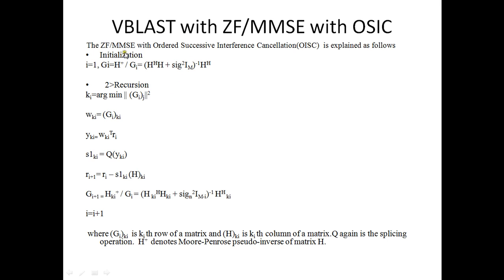Now you have your initialization again, i is 1. You have a channel matrix defined, Gi, as the pseudo inverse of H. Then you have this final value. Then you have the recursion algorithm as described before. You find the optimal vector ki, then you find your nulling vector wki, then you find the decision parameter, then you find the estimated transmitted vector, and you find the new received vector by subtraction or removal of the estimated vector. Then you find the new channel matrix and you increase the iteration value.